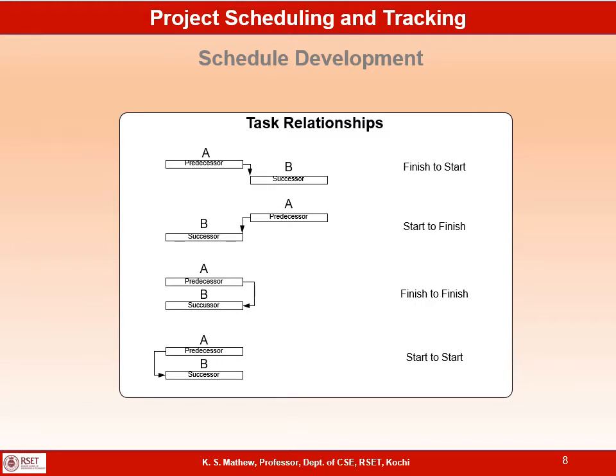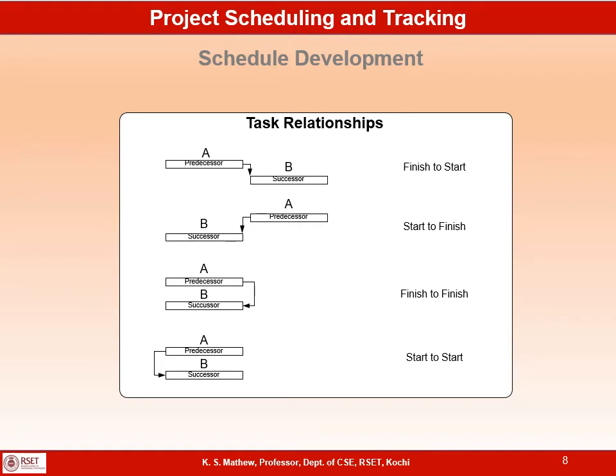The first is finish to start, which is the normal, common relationship between two tasks. That means task B can be started only after completing task A, and task A is called the predecessor of B, and task B is the successor of A. So the arrow connecting A and B is the finish to start relationship. A is known as the predecessor of B and B is the successor of A.